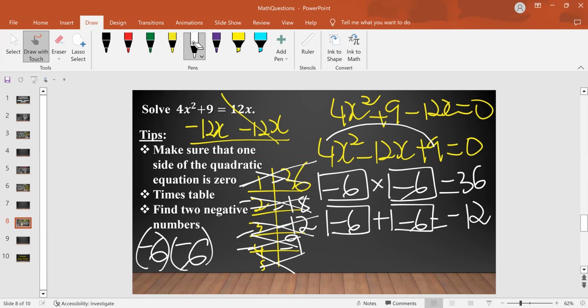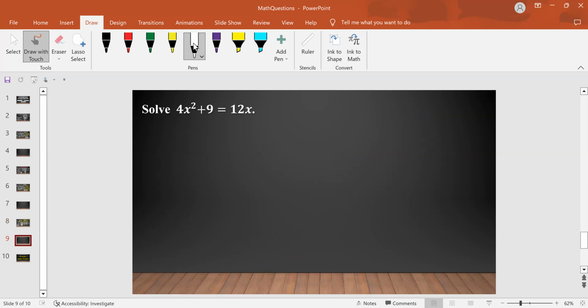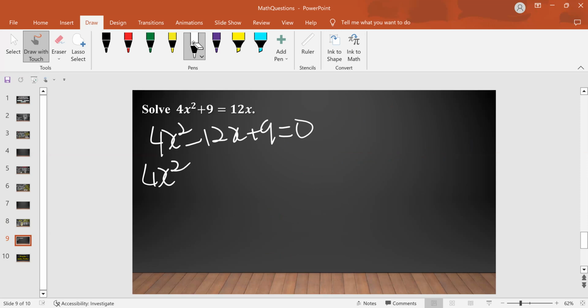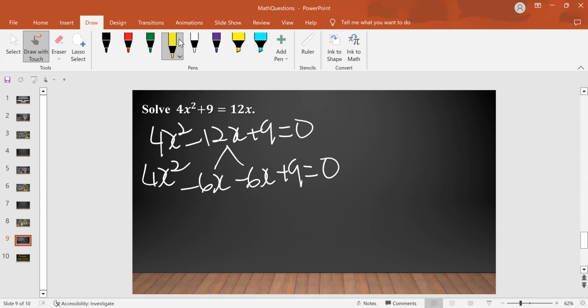Okay. So after you find the two numbers, now you go to the original equation, and we're going to rewrite that equation. So remember, we have 4x squared minus 12x plus 9 is equal to 0. Because we always rewrite the middle term when we find the two numbers, we're going to do the same thing here. So we're going to have 4x squared minus 6x minus 6x plus 9 is equal to 0. You have to understand that the -12x is the same as -6x minus 6x.